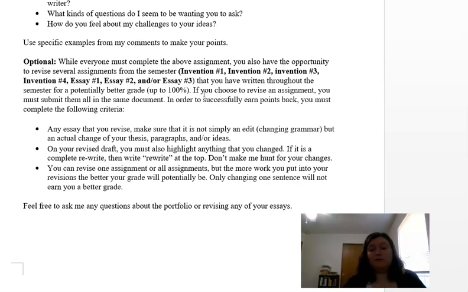Now, there are some rules to this that I want you to know. You can earn up to 100%. However, you need to earn that grade. So if I say you need to rewrite the whole paper and you only change a sentence, I'm probably not going to have you earn a lot of points. You're not going to have earned that.